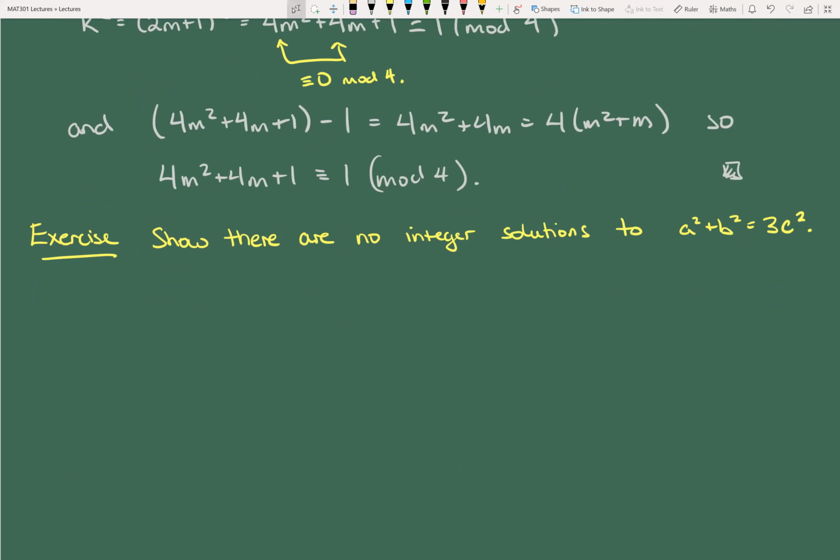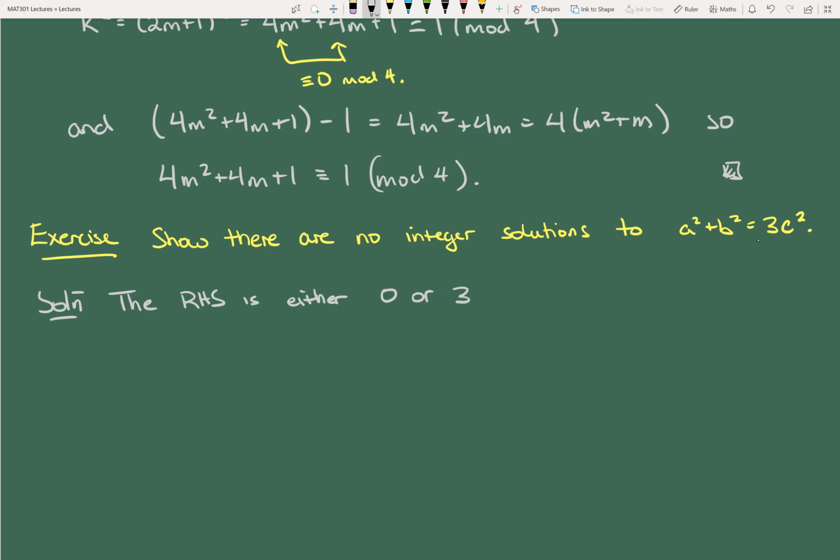Let's start by looking at the right-hand side, 3c squared. There are only 2 possible things. If we work in mod 4, the right-hand side, 3c squared, can only take on 2 values mod 4. What are they? Okay, that would be for c squared, but what about 3c squared? 0 and 3, exactly. So the right-hand side is either 0 or 3.